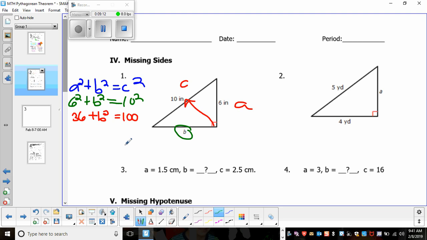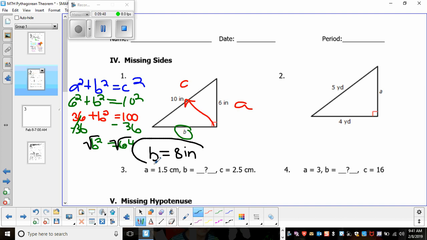So I need to think of my inverse operations. How am I going to get b by itself? I'm going to subtract the constant of 36, and I'm going to get 100 minus 36 is 64. Again, remember, you can use a calculator. But I still have not found b because I have a square. So I have to think of the inverse operation of squaring. So the inverse operation of squaring a number is finding the square root. So the square root of 64 tells me that b is 8. And remember, you always want to include your units, and we are in inches. So what we did in that problem is we were able to find a missing leg.